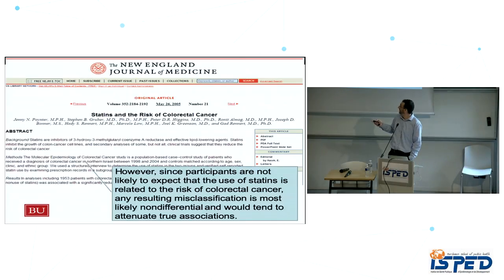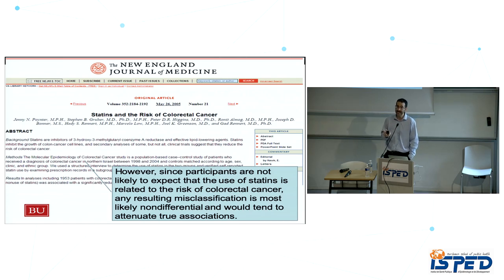So let me just give you an example, and I just picked one, and my apologies if anyone in the room was involved in this study, but this was a study looking at statins and the risk of colorectal cancer, and you go to their discussion, and in the second last paragraph you say, "However, since participants are not likely to expect that the use of statins is related to the risk of colorectal cancer, any resulting misclassification is likely non-differential, would tend to attenuate true associations." This is probably the most commonly used defense of misclassification in the literature, right?